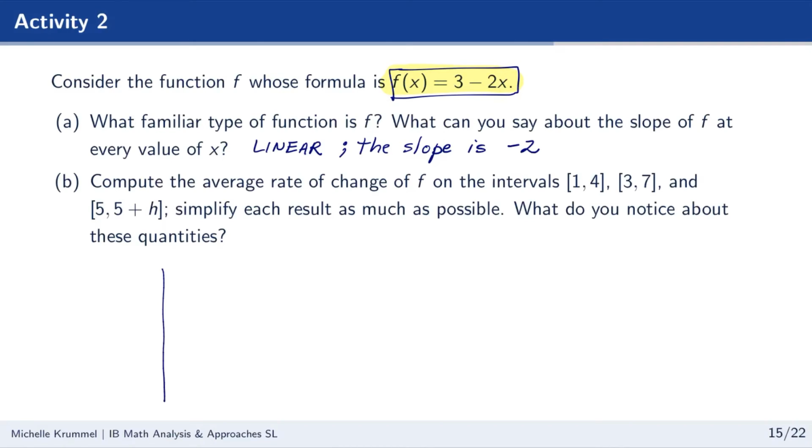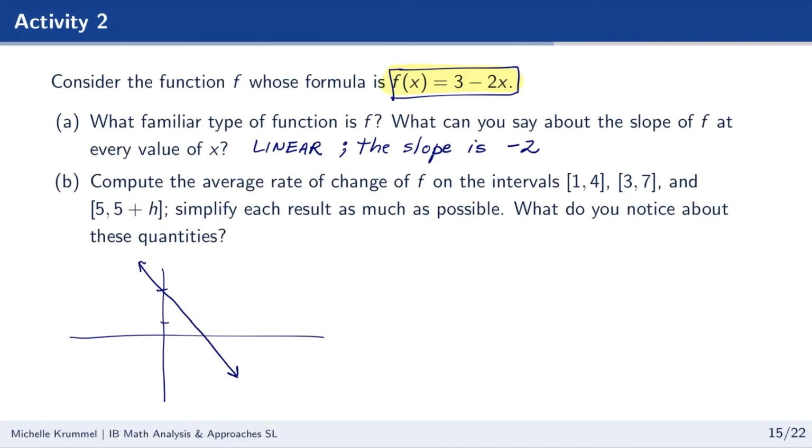If we graph y equals 3 minus 2x, the y-intercept is at 3, the slope is negative 2. So here's our function. I know I don't have a scale here, but there's our linear function. It has a slope of negative 2 at every point on the graph. So what's the average rate of change on the interval from 1 to 4? It's negative 2. What's the average rate of change on the interval from 3 to 7? It's negative 2. From 5 to 5 plus h, it's negative 2.